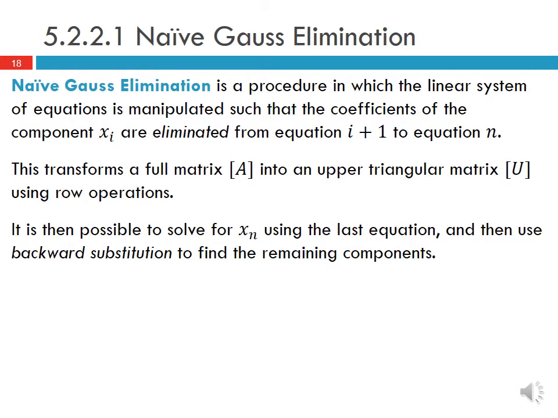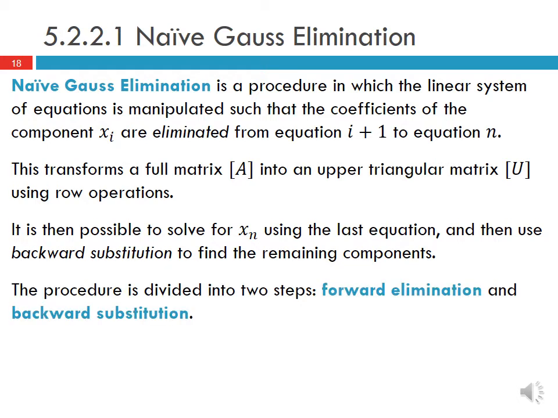And then, when we have our upper triangular matrix, it's possible to solve for xn using the last equation, because if you recall, in an upper triangular matrix, the bottom row only has one element. So for our last equation, we can solve for xn directly, and then we can use backward substitution to find the remaining components. Once the bottom row is found, then the second to last row only has one unknown, and so we can work our way back up to the top.